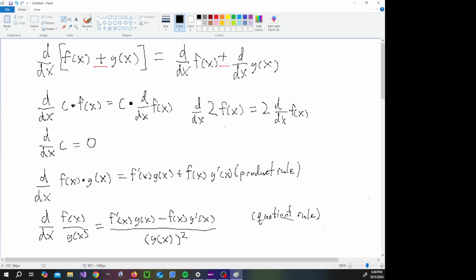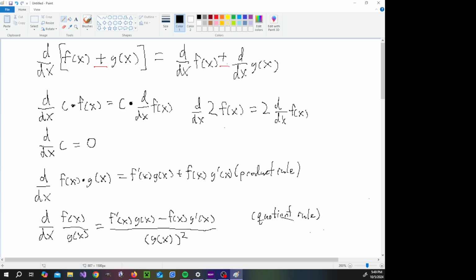And some people write this differently. Sometimes people will put the 2 right here instead of on the outside of the function. And that is different notation of writing the same thing. g squared of x is g of x squared. I prefer to write it the way that I wrote it down there, but it earnestly is the same thing.